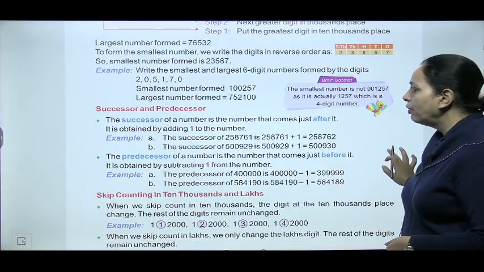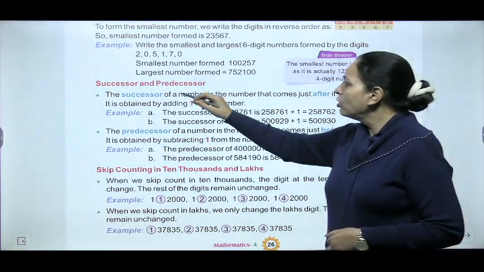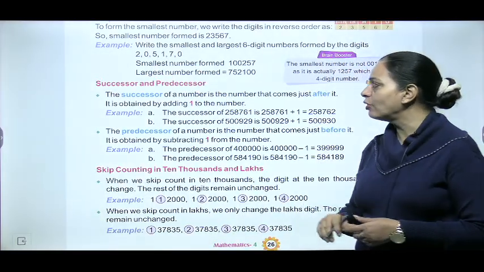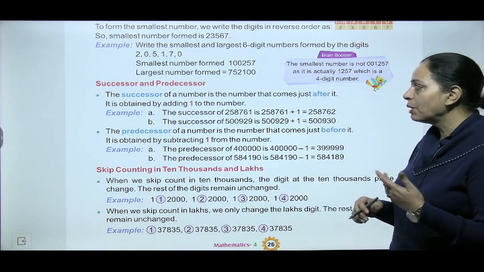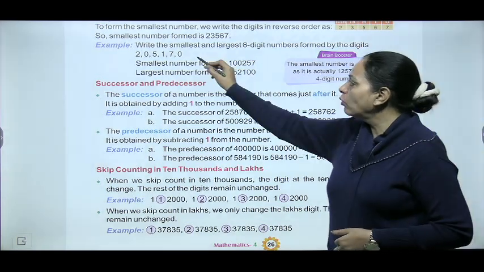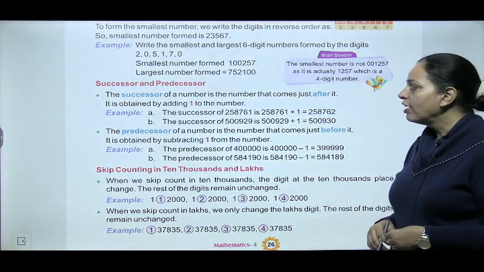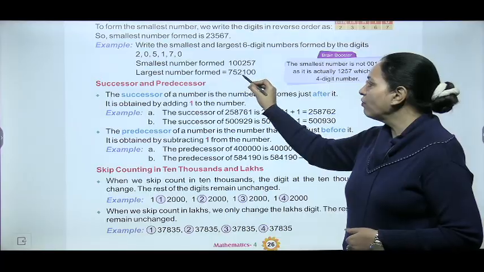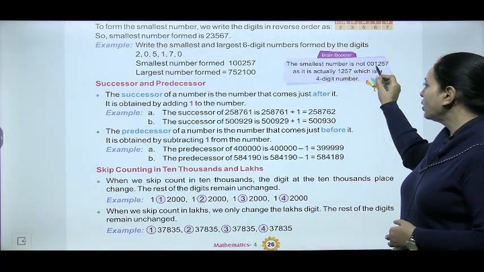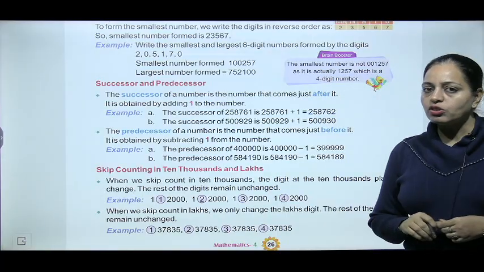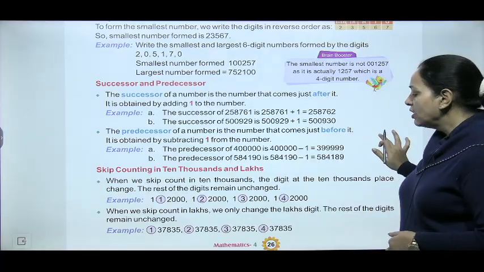Now see the example, write the smallest and largest 6-digit number formed by the digits 2, 0, 5, 1, 7, 0. Now we never start with 0. So in the smallest number, first we will take the digit 1, and now 20, place the 20, then 257. Now the largest number is 752100. So brain booster, the smallest number is not this, as it is actually 1257, which is a 4-digit number. So we never start with 0.